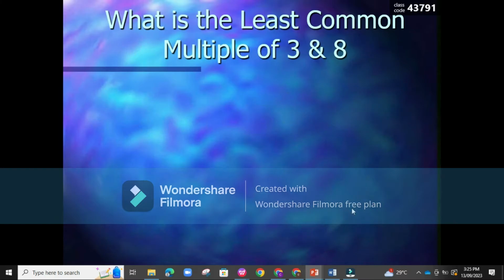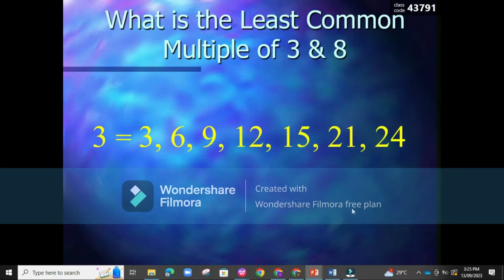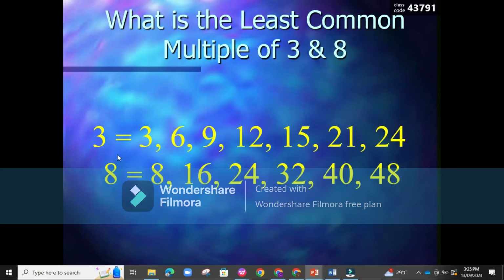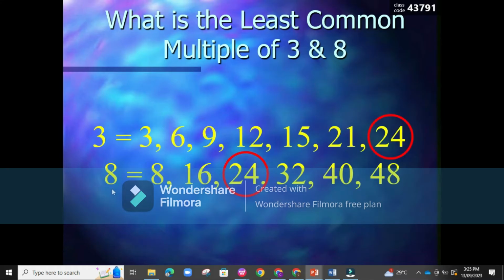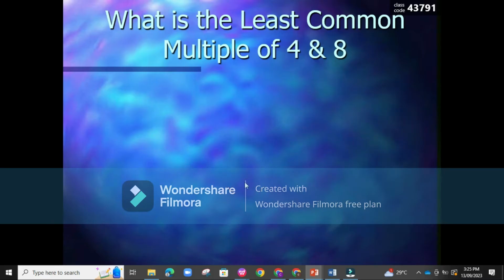Now, what about the least common multiple of 3 and 8? Using the listing method again, the multiples of 3 are 3, 6, 9, 12, 15, 18, 21, 24. The multiples of 8 are 8, 16, 24, 32, 40, and 48. The first multiple that is common to both 3 and 8 is 24.